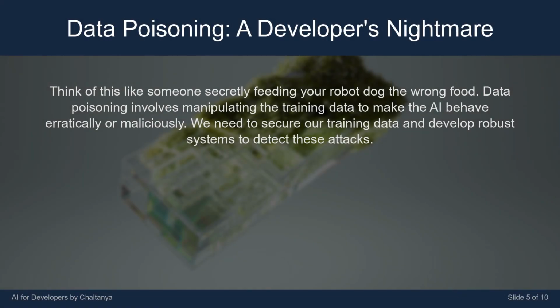Think of this like someone secretly feeding your robot dog the wrong food. Data poisoning involves manipulating the training data to make the AI behave erratically or maliciously. We need to secure our training data and develop robust systems to detect these attacks.